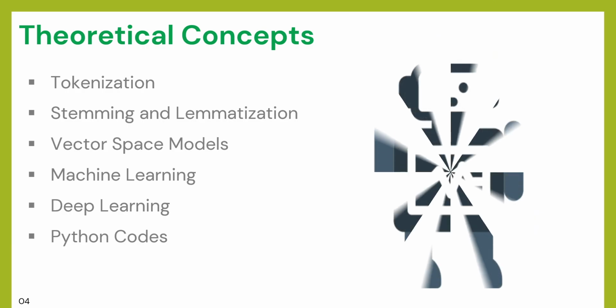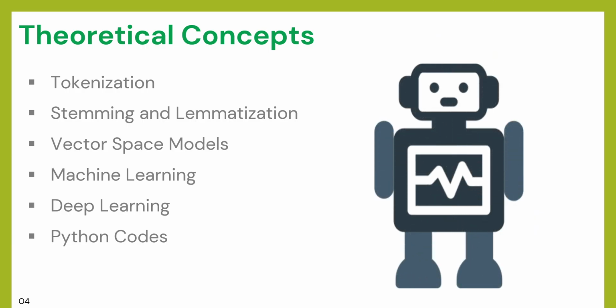Next comes the theoretical concepts. Well, the simplest Python codes for hands-on projects rely on various theoretical concepts, which include tokenization, or breaking down text into individual words or tokens. Stemming and lemmatization include reducing words to their base form to reduce dimensionality.